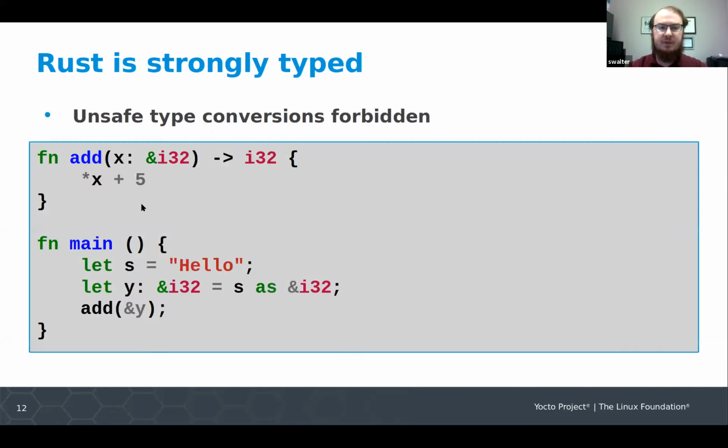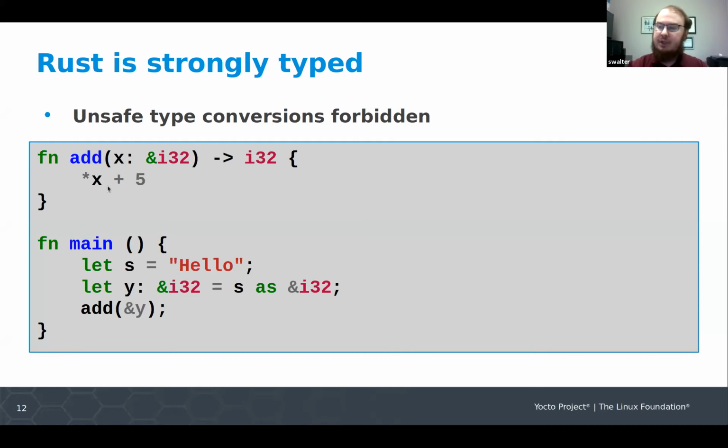So I wanted to give some specific examples of each of these aspects and just to start showing some Rust code and get people familiar with the syntax. So as I mentioned, Rust is a strongly typed language. And so that means that if you try to do an unsafe type conversion, the compiler is not going to let you. So for example, if we have a function here named add, it takes a reference to an integer and it returns an integer.